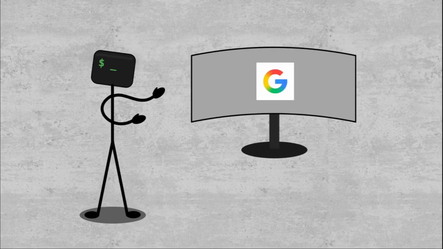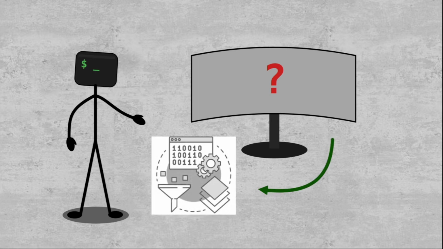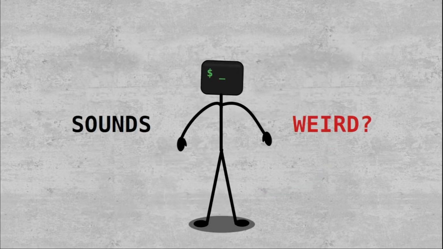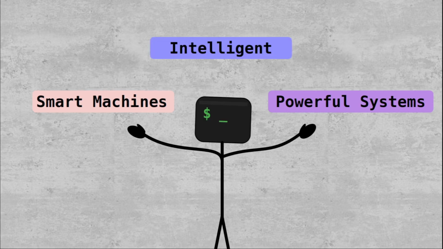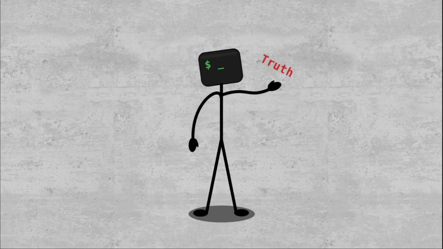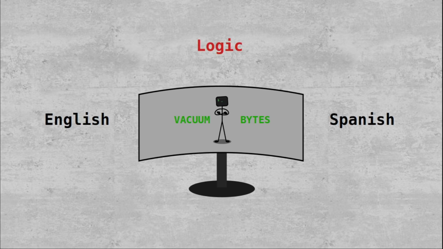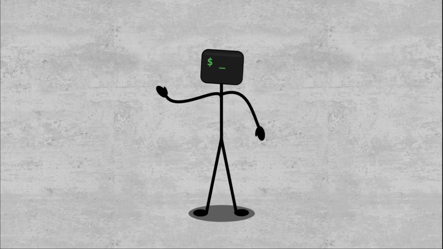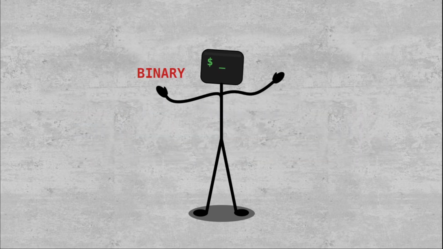If I tell a computer to open Google, why doesn't it just do it? Because computers are actually clueless without translators. Sounds weird, right? We call them smart machines, powerful systems, even intelligent. But here's the truth: a computer does not understand English or Spanish, or even logic the way we do. It understands only one thing: binary, zeros and ones. And that's exactly why computers need translators.